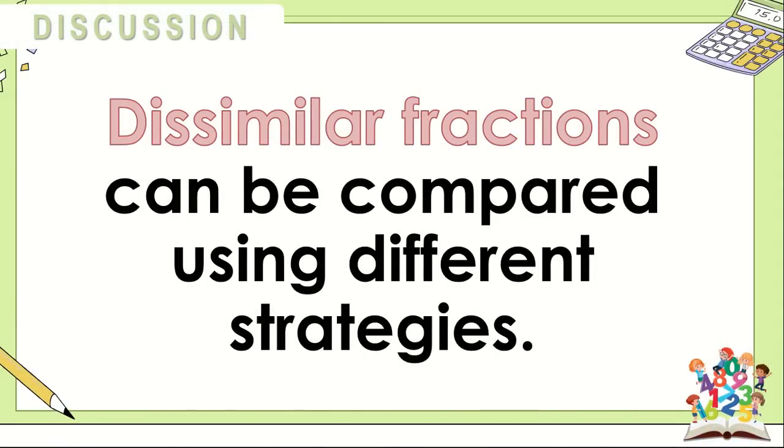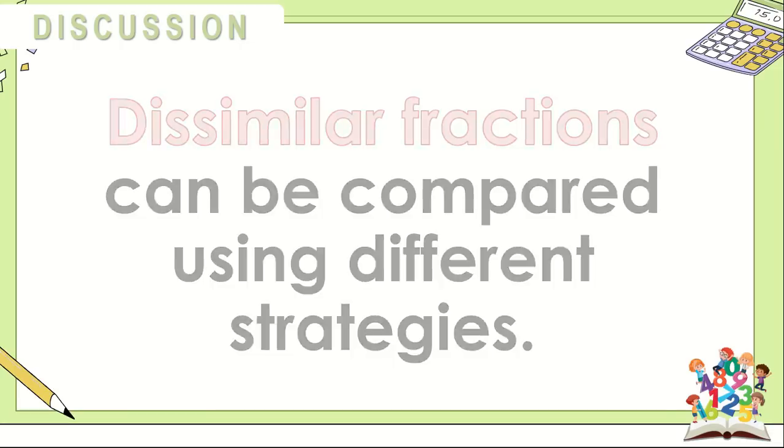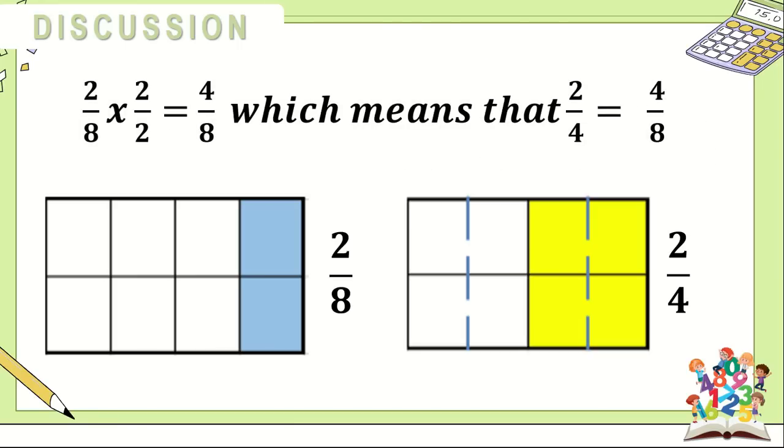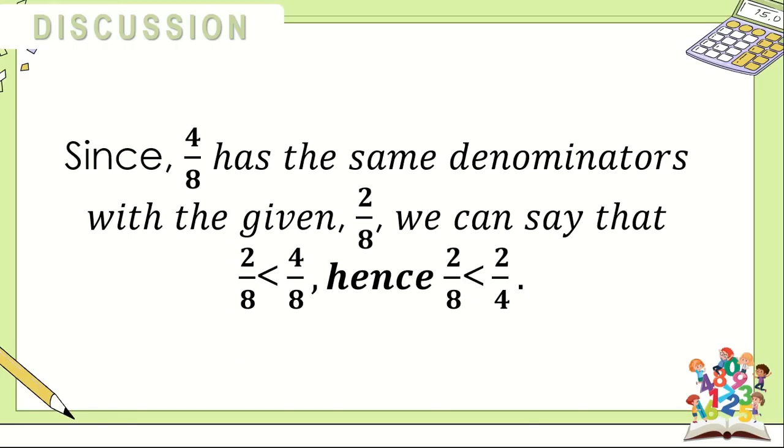Dissimilar fractions can be compared using different strategies. Strategy 1. Finding equivalent fractions of the given with the same denominators. 2/4 times 2/2 is equal to 4/8. Since 4/8 has the same denominator as the given 2/8, we can say that 2/8 is less than 4/8. Hence, 2/8 is less than 2/4.